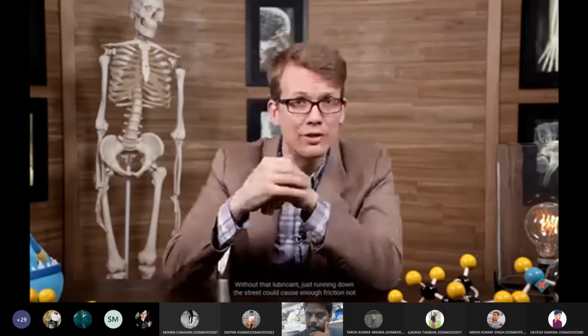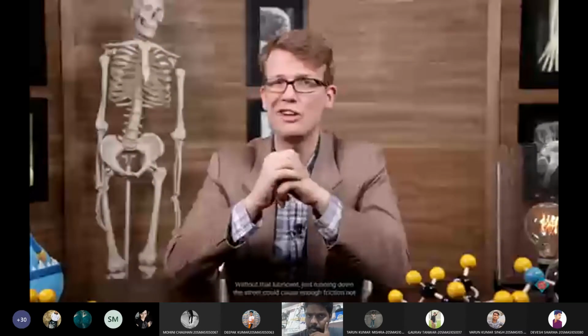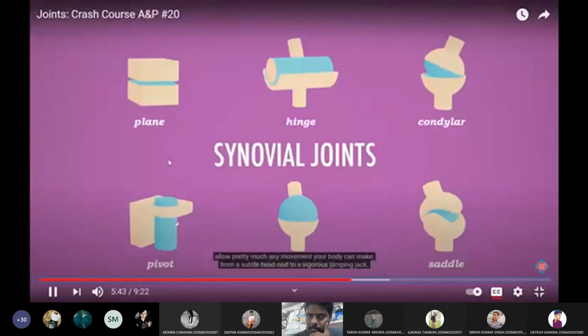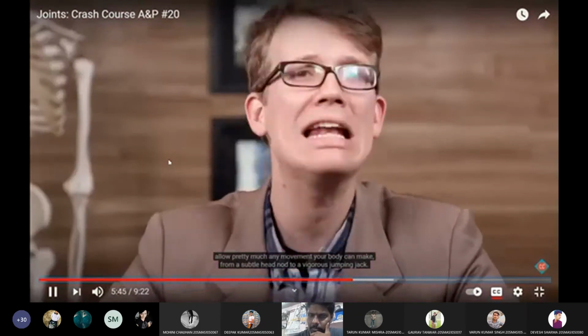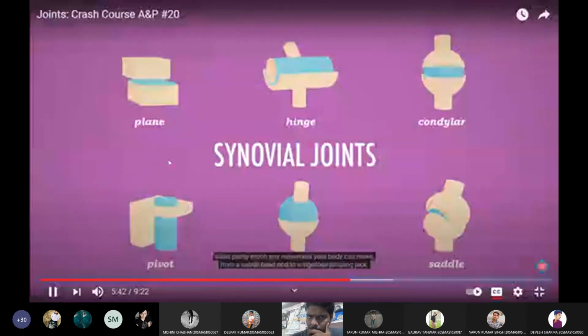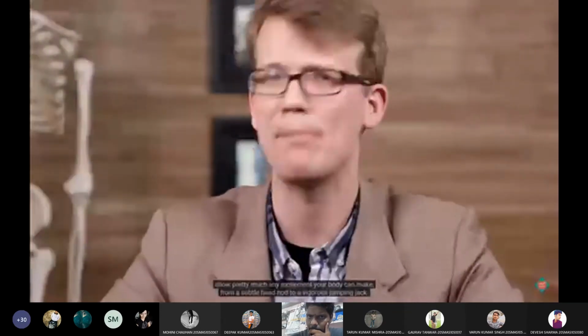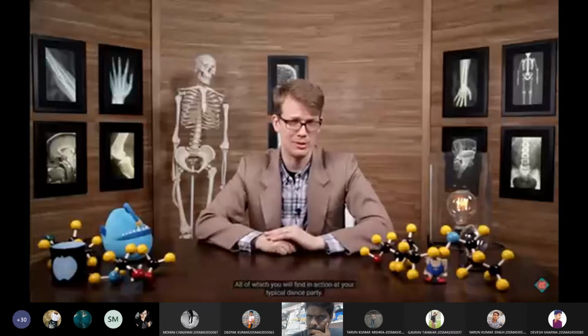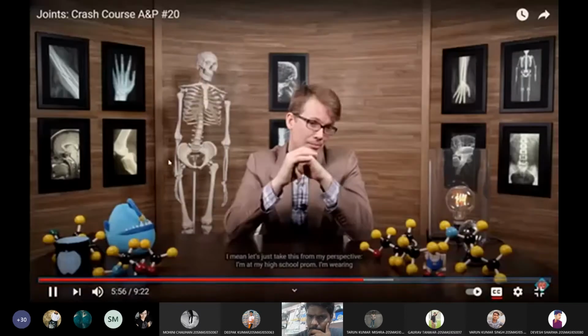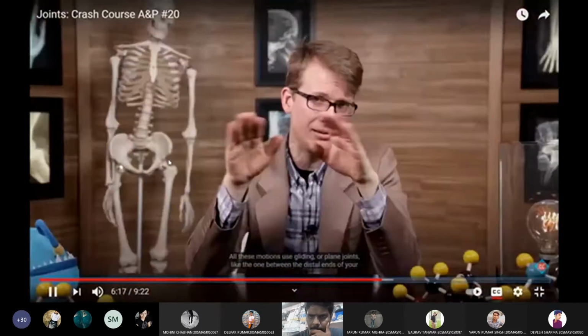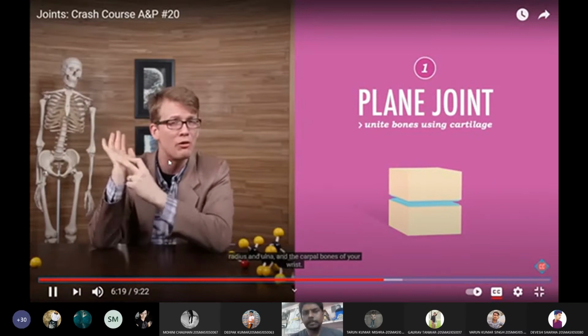Without that lubricant, just running down the street could cause enough friction to cause damage. These joints together allow pretty much any movement your body can make, from a subtle head nod to a vigorous jumping jack, all of which you will find in action at your typical dance party. Seriously though, dance parties are an excellent example of the gliding movements between the distal radius and ulna, and the carpal bones of your wrist.